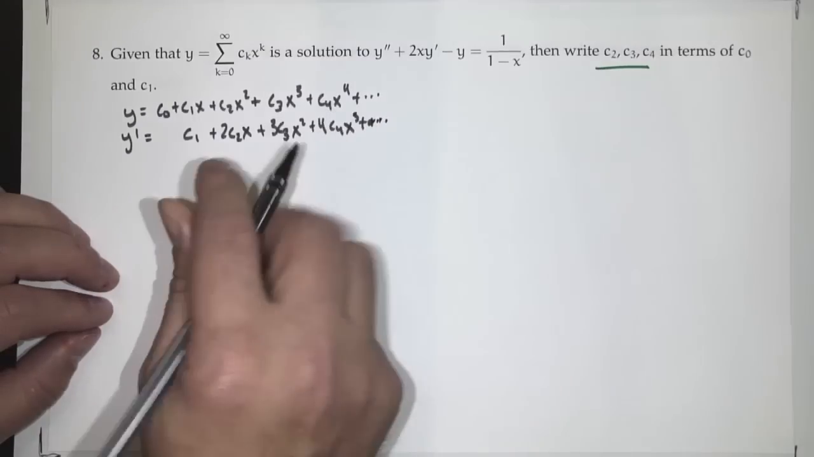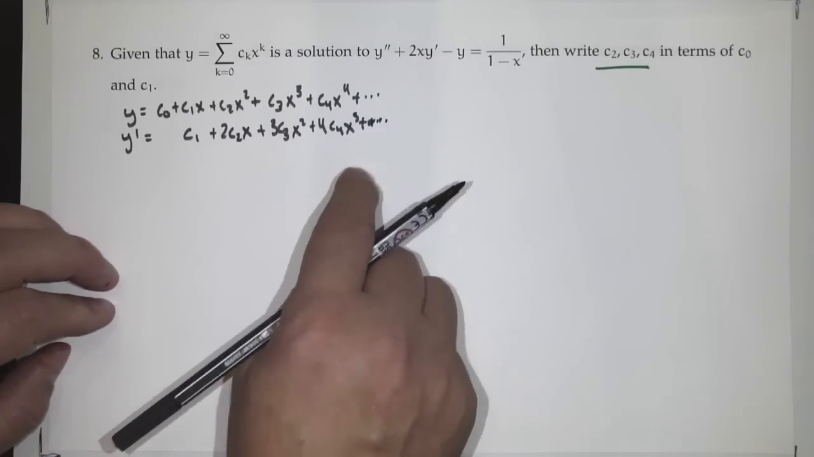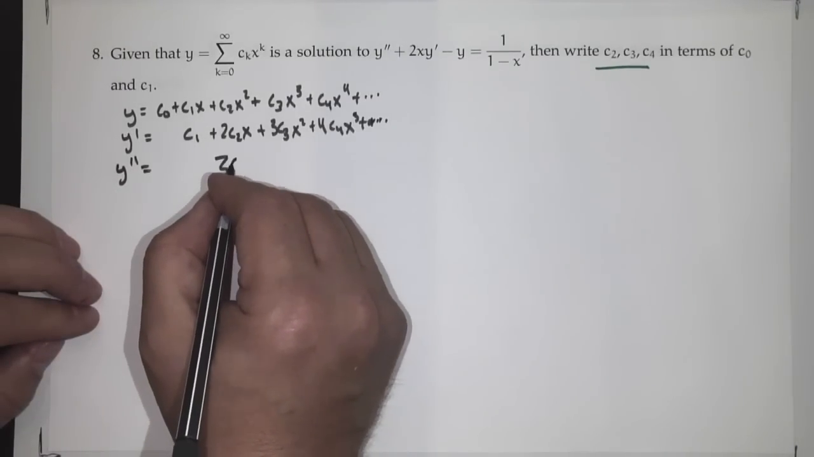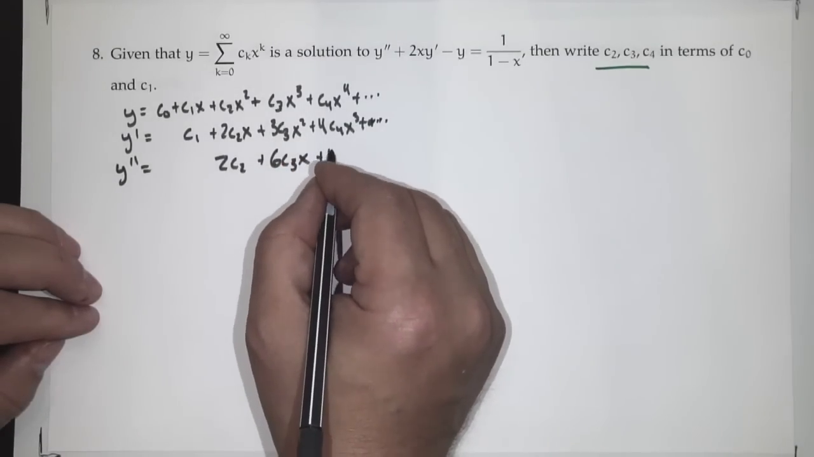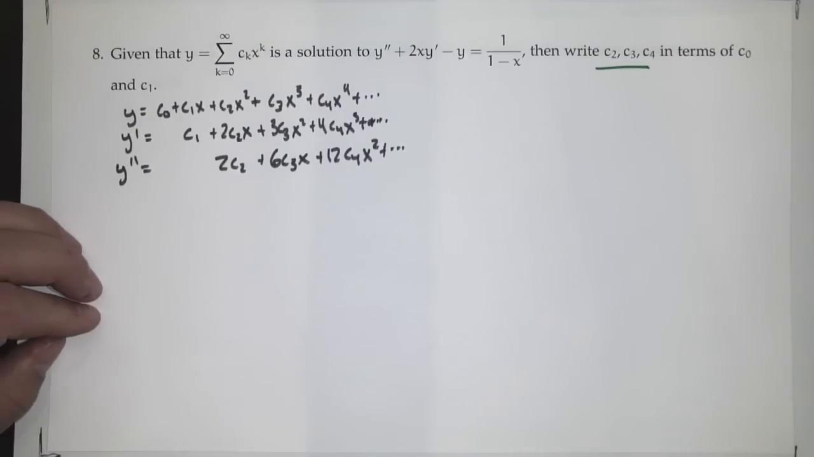So c1, 2c2x, 3c3x squared, 4c4x cubed. y double prime would be 2c2, 6c3x, 12c4x squared, and other stuff.